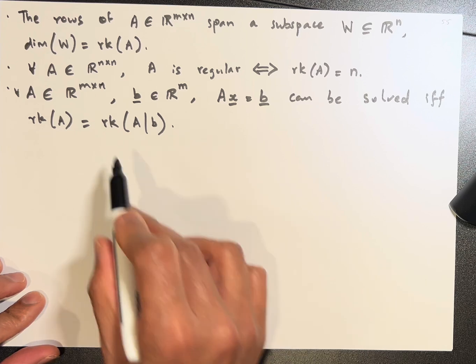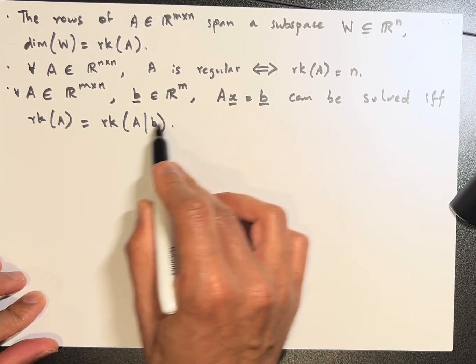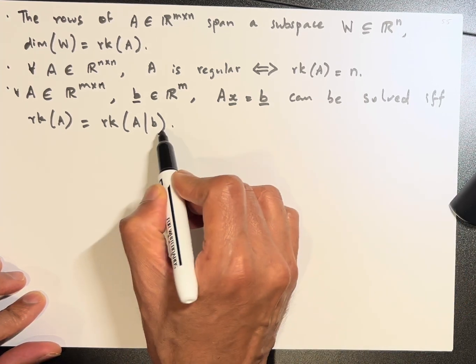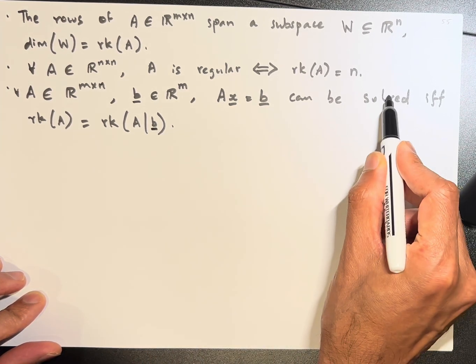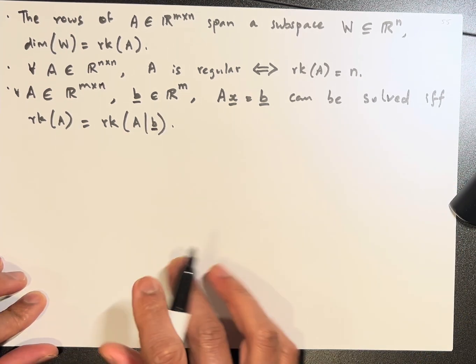Think about it. Obviously, if you want Ax equal to B to be solvable, then adding B should not be affecting the rank. Only then can we solve it. Okay, that's what this means.